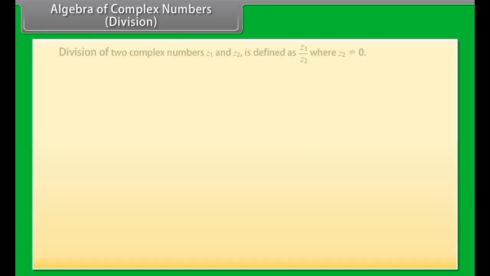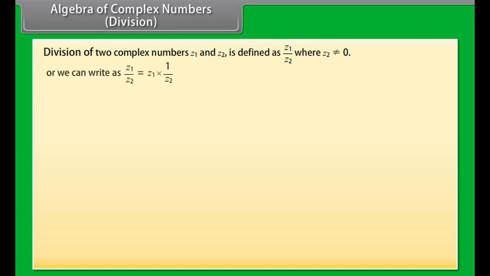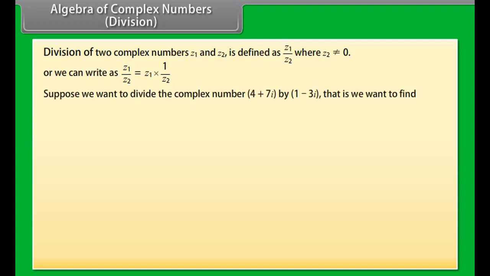Algebra of complex numbers. Division. Division of two complex numbers Z1 and Z2 is defined as Z1 by Z2, where Z2 is not equal to 0. Or we can write Z1 by Z2 is equal to Z1 into 1 by Z2. Suppose we want to divide the complex number 4 plus 7 iota by 1 minus 3 iota. That is, we need to find this.